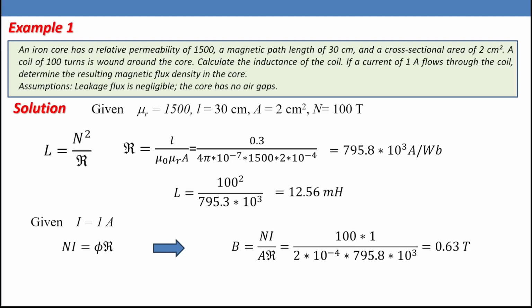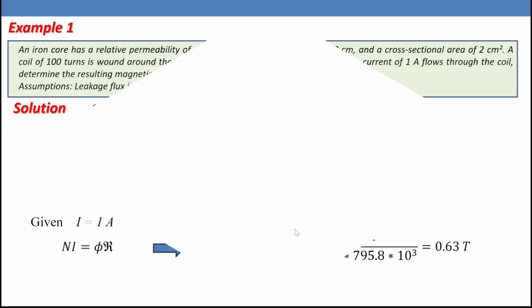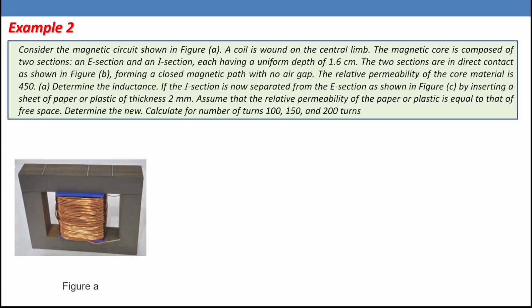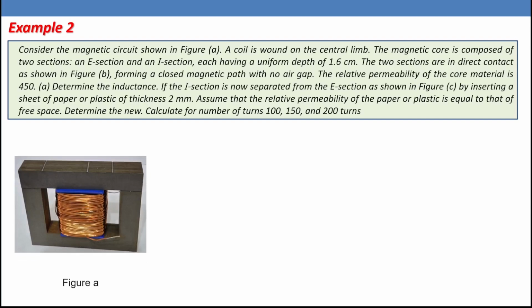That one is going to give us 0.63 Tesla. Let us elevate the level of the problem and take example number 2. Consider the magnetic circuit shown in figure A. We covered this magnetic circuit in the previous video.